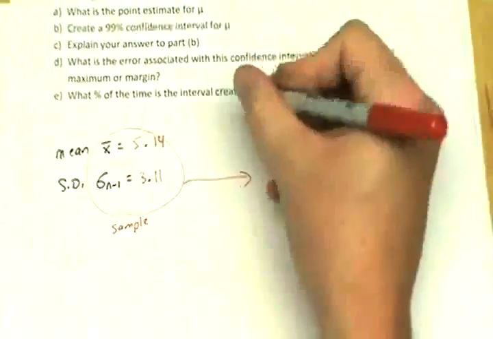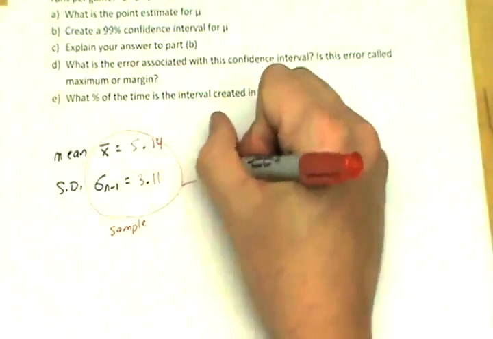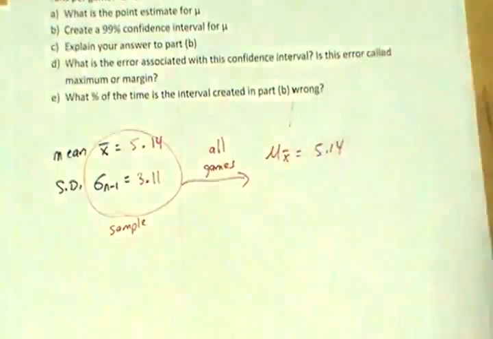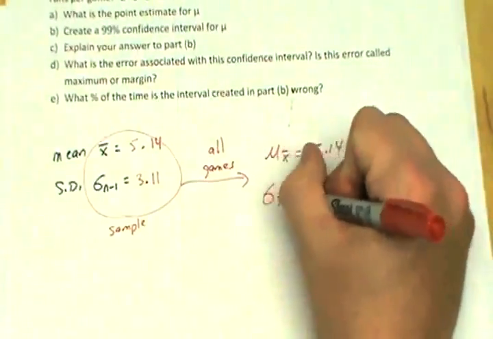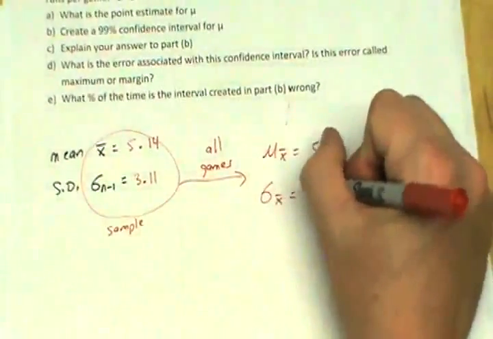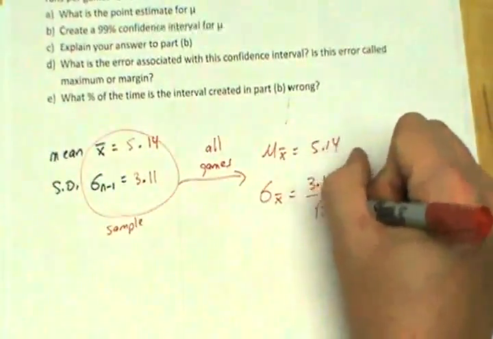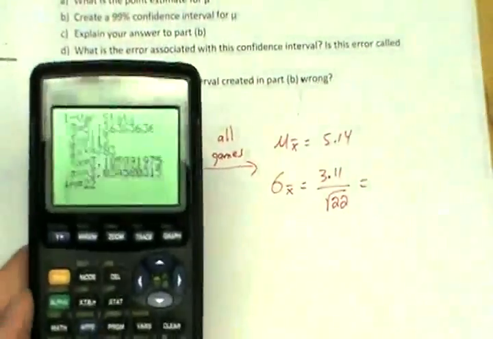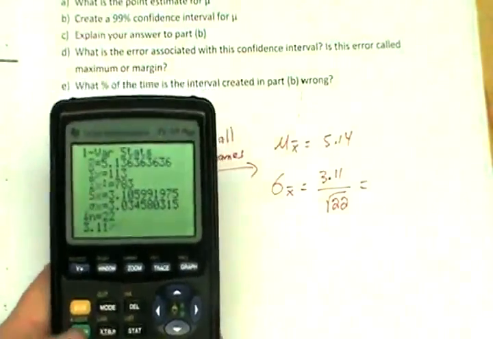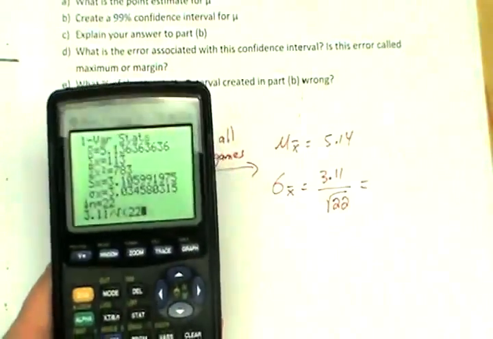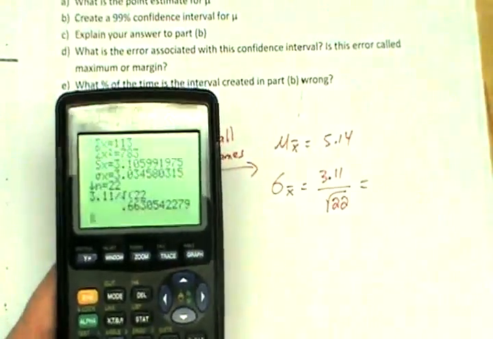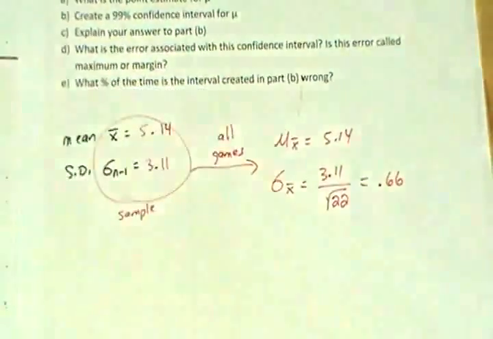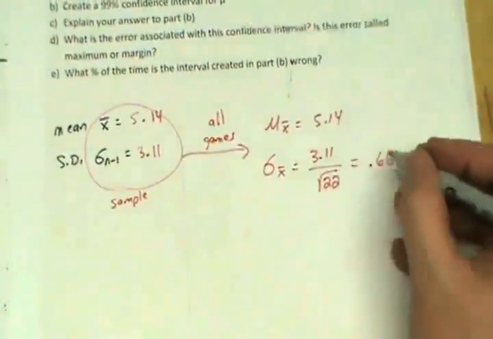Now we want to predict all games. So we're going to say the mean is going to be 5.14. The standard deviation we're going to take to be the 3.11 standard deviation divided by the square root of the sample size, which was 22 games. So in our calculator we're going to put in 3.11, and we're going to divide by the square root of 22. We're going to get back 0.66. Okay, so there's our mean and our standard deviation we're going to use for the question.